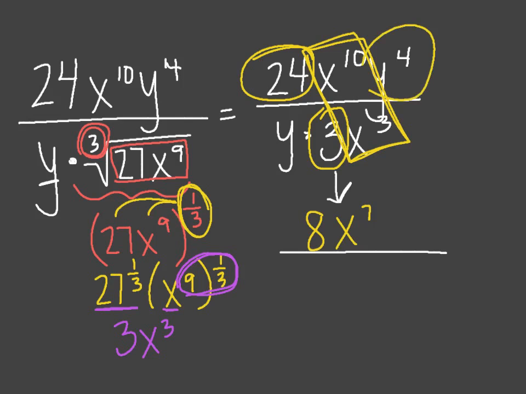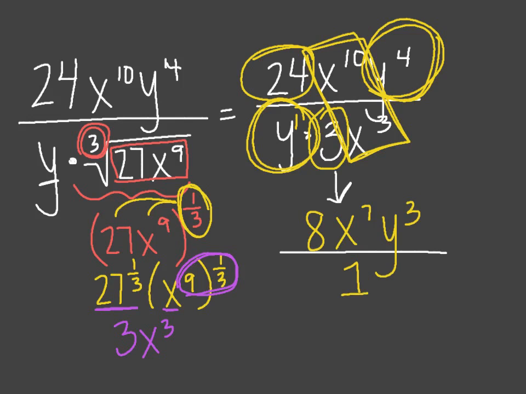Now, if I look at my y's, I had y to the 4th on the top and a regular y on the bottom. Remember, a y all by itself means y to the 1st power. So 4 minus 1 gives me 3, which would make this y to the 3rd power on the top. Then I could fill up the bottom of my fraction with a 1, and that could be my final answer.